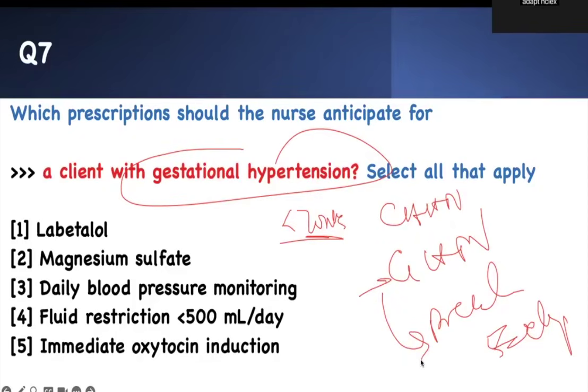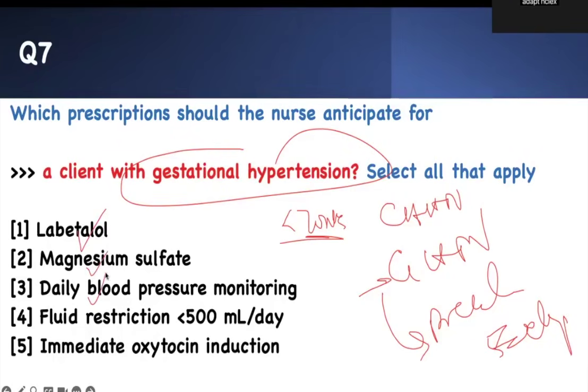So definitely, we're going to give a blood pressure medication, Levodopa. Definitely, we may have to give a seizure prophylaxis. That is what magnesium is going to do, right? We're going to monitor her blood pressure daily to prevent her from getting into trouble. We're not going to fluid restrict her, and we're not going to provide Pitocin. There's no indication for the baby to come out.